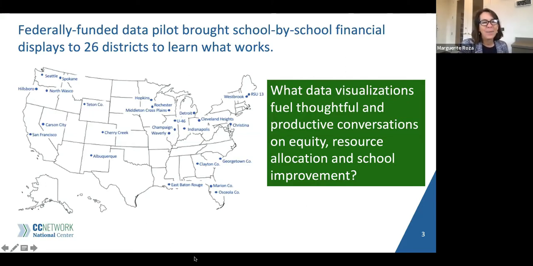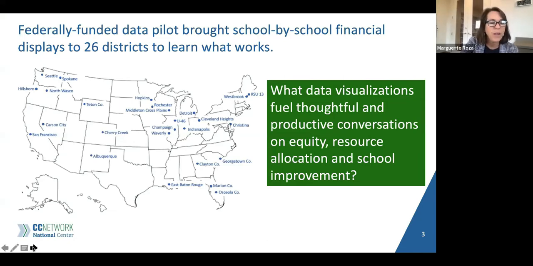The leaders in these districts have been really generous with their time, looking at their data, willing to look at sometimes data that wasn't what they expected, bring it to meetings, come back and tell us how that went, and so on. What we have found across all these different districts is that the data visualizations work. They fuel thoughtful and productive conversations on topics like equity, resource allocation, and school improvement. And this was our big question, we were able to refine them along the way based on the feedback that we got from people.